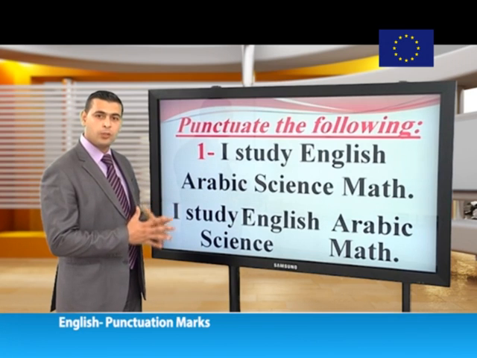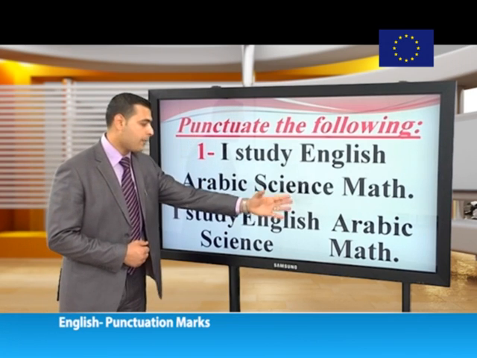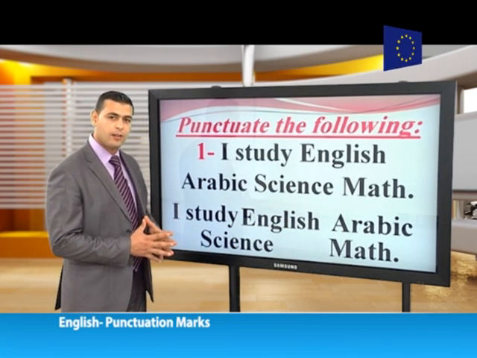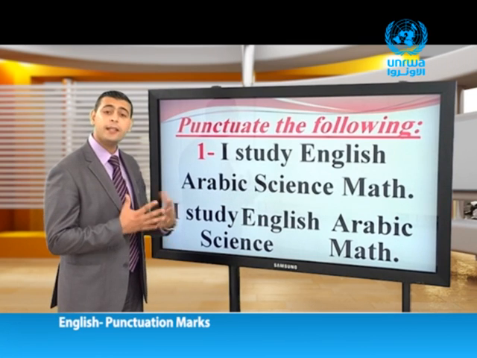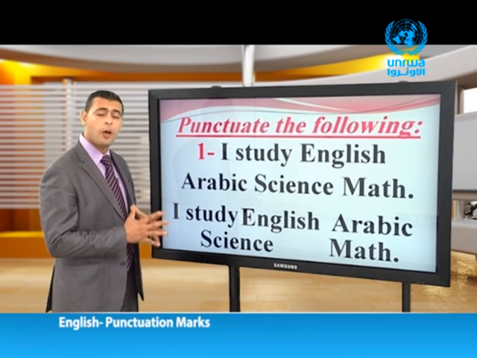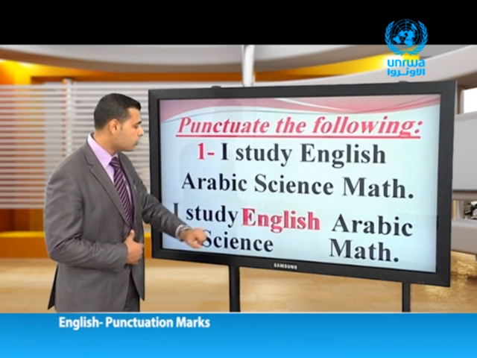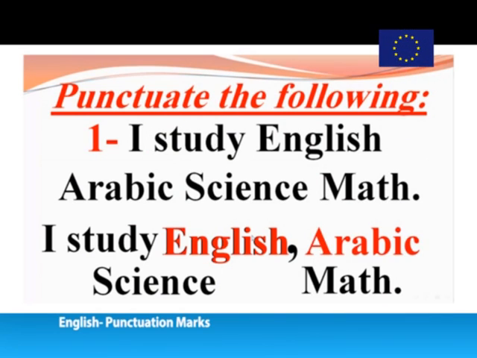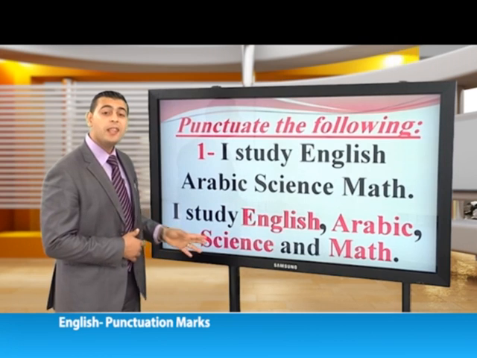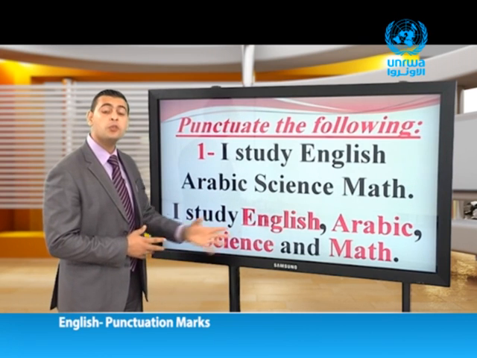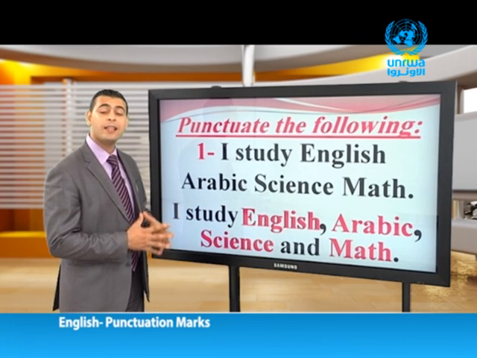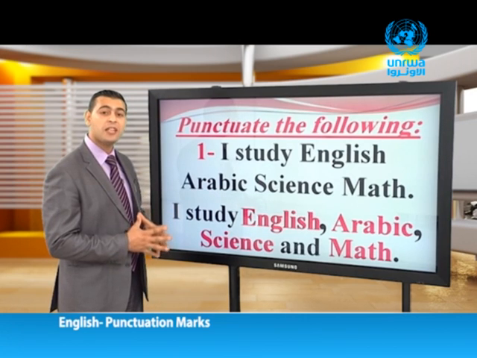Should we use and between them? Like I say, Arabic and science and math? Or what should we use? Excellent, thank you very much. We should use commas between these items. So I study English, comma, Arabic, comma, science, and math. So dear all, only between the last two items in a list, we use and.